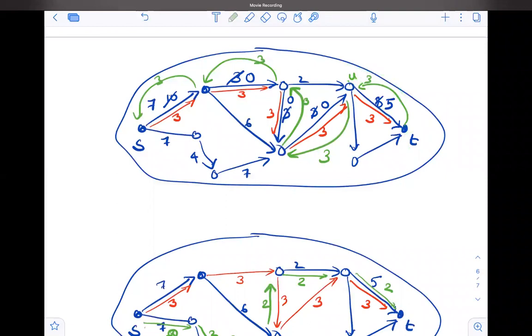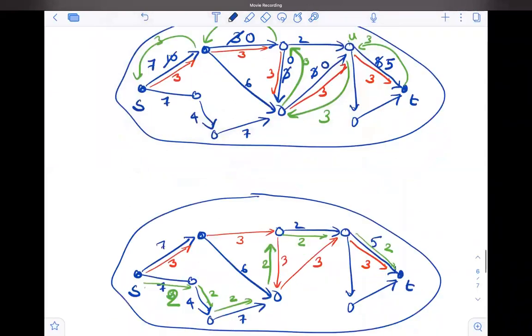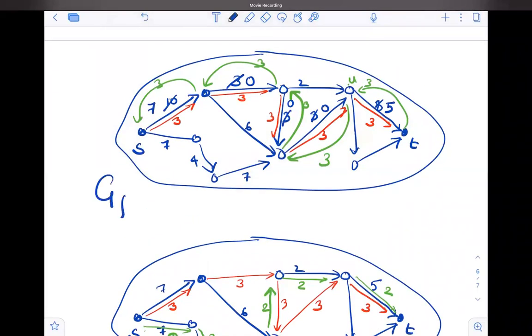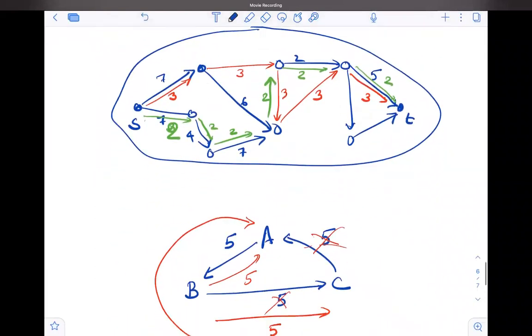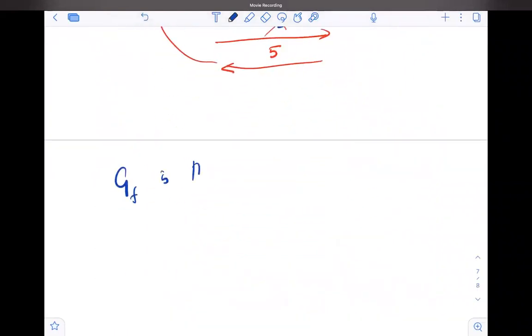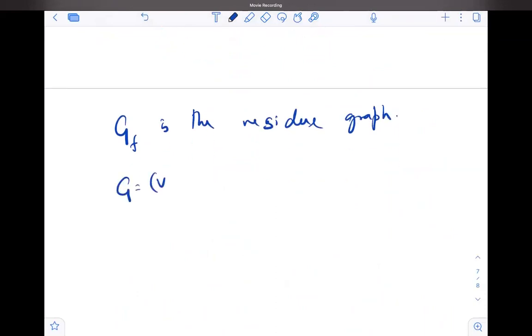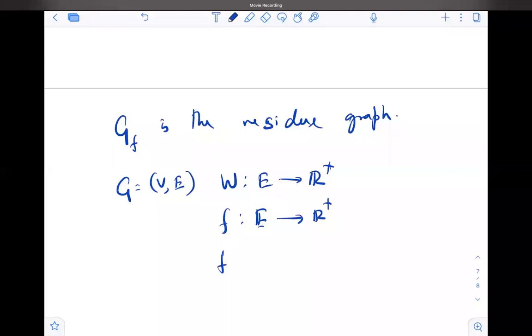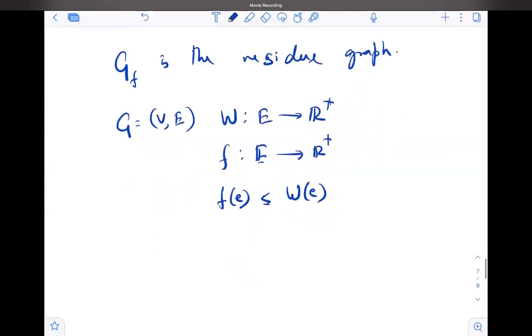So this reflective graph, therefore, is this new graph, GF, it's called. So GF is the residue graph. Now, what is the residue graph? Let me define it formally. So I have this graph, right? And I have been given this flow. First of all, you realize that f of E is less than W of E, that we know. So this is something that has been given to me.